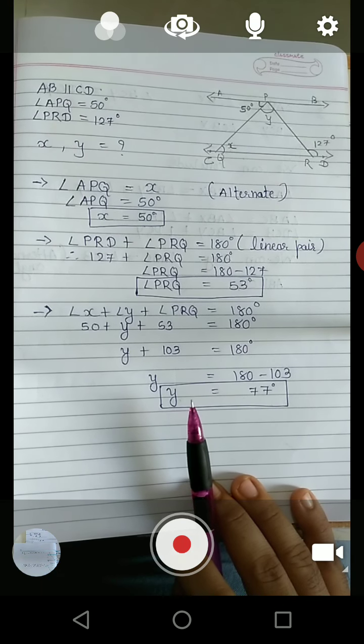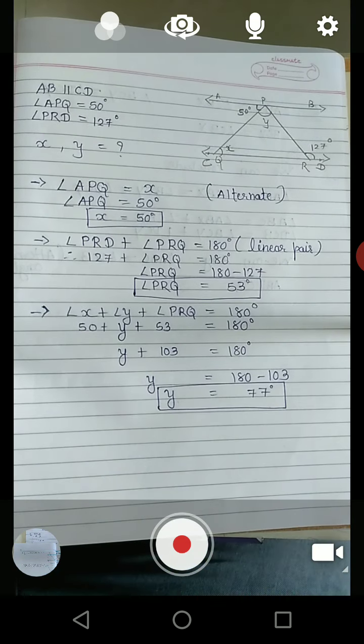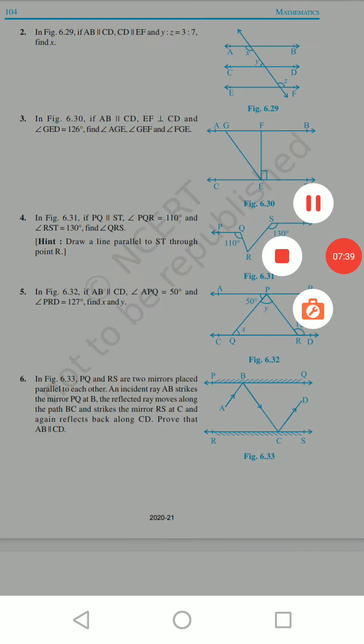Now, the next question, we will see how to solve it. In the figure 6.33, PQ and RS are two mirrors placed parallel to each other. An incident ray AB strikes the mirror PQ at B. The reflected ray moves along the path BC and strikes mirror RS at C, and again reflects back along CD. Prove that AB is parallel to CD. So we have to prove that AB and CD both are parallel.